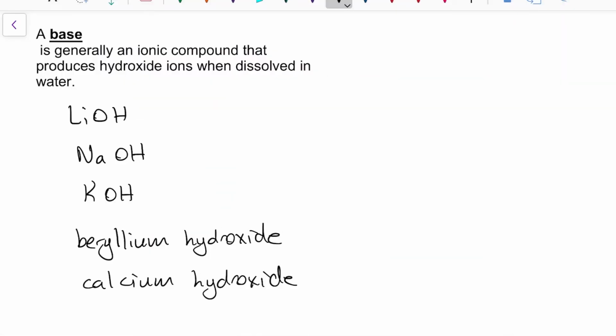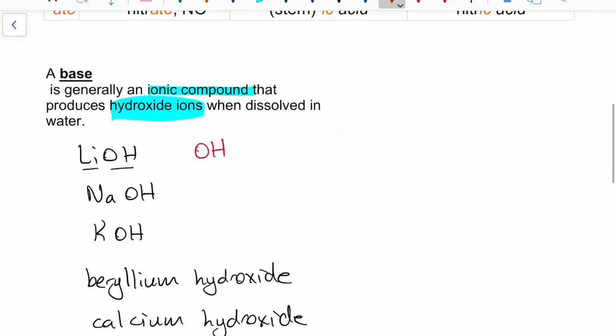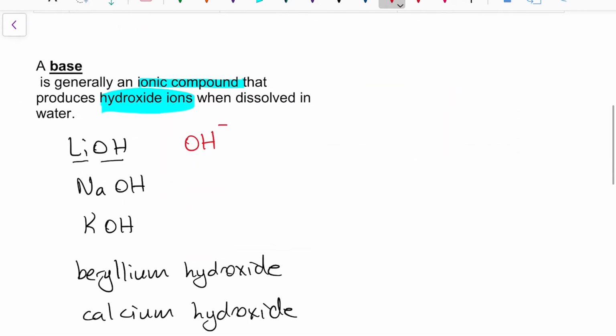Now, what about naming a base? You'll be glad to know that naming a base is easy. You've already done it. It's just literally naming the metal with a hydroxide ion. Because a base is generally an ionic compound that produces hydroxide ions when dissolved in water. And we already learned about hydroxide ions in video number 2 of naming, and that's the OH minus ion.